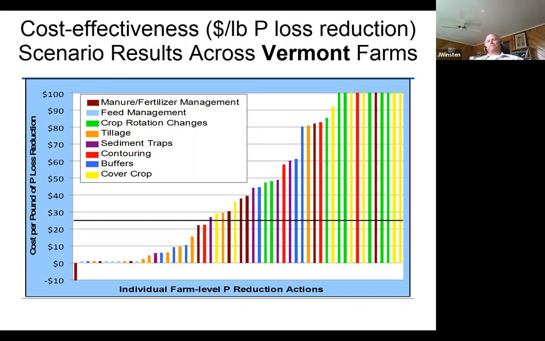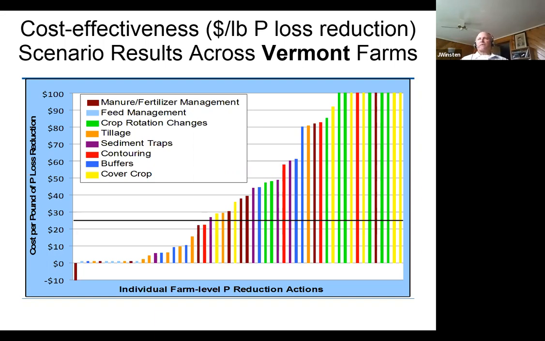There's a few things I want to say about this graph. You can see a horizontal line at the $25 per pound of phosphorus loss reduction. That's what the vertical axis is, cost per pound of phosphorus loss reduction. We were offering farmers $25 per pound of phosphorus loss reduction. So any of these bars that are at or below that $25 line, in theory, are good business decisions for the farm to do. According to our calculations, it would make the farmer better off. They would have more in their pocket after doing them and getting the payment than they had before.